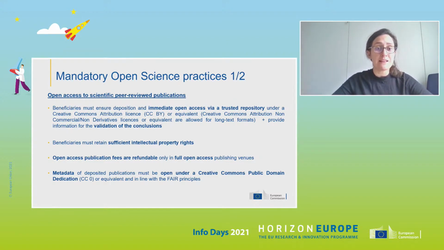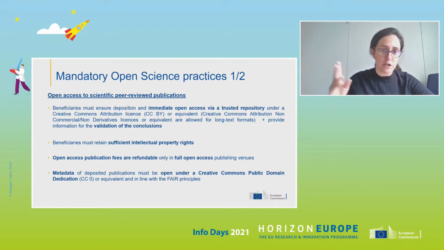Next one, please. So which are the mandatory open science practices? We can say that there are three pillars: open access to scientific peer-reviewed publications, research data management, and additional open science practices. With regard to open access to scientific publications, of course, there is no obligation to publish in Horizon Europe, but if there is a publication, this publication has to be open access. And beneficiaries will have to ensure that there is immediate open access via a trusted repository under a Creative Commons Attribution License, CC BY or equivalent, and we allow CC BY no commercial, non-derivative for long text formats, books and monographs.